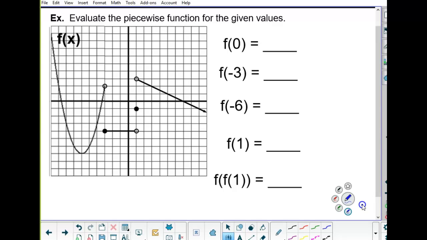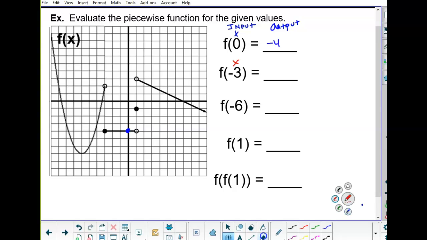So f of 0, remember, this is your input and output. What is the output when x is 0? Down 1, 2, 3, 4. So -4.